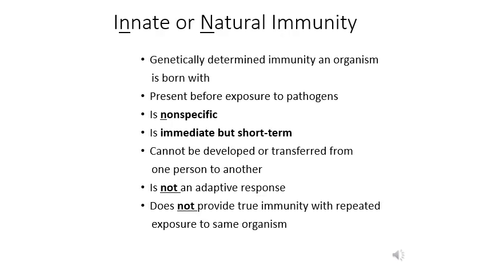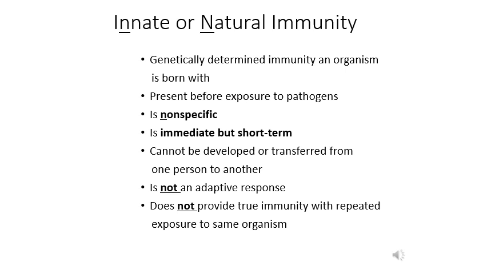So far, we've talked about the first and second lines of defense, and both of those are innate or natural immunity, meaning that we are born with them. So we have a genetic predisposition to what our immunity is. This is present before any exposure to pathogens occurs. It is nonspecific, so it does not have memory. It is immediate and can be very effective, but is more short-term, and it is not an adaptive response, meaning it is not acquired. It is just genetically innate in us. Does not provide us true immunity with the repeated exposure because there is no memory.